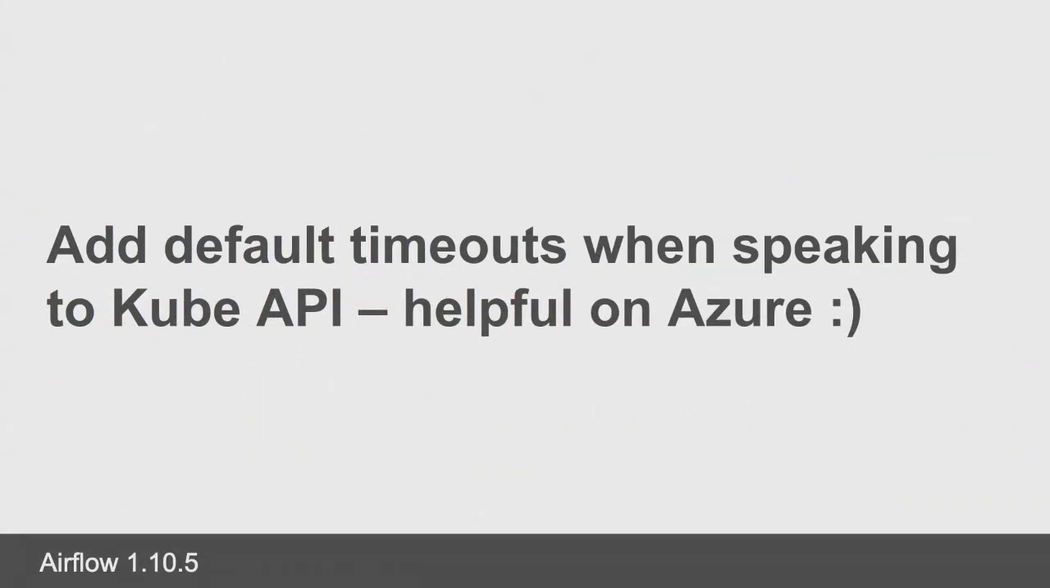Other things we added in 1.10.5, default timeouts on speaking to the Kubernetes API, rather than just hanging forever. We added a default timeout of 60 seconds. So if you don't get any response back in 60 seconds, it will time out and retry, which apparently helps on Azure if you're unfortunate enough to have to run EKS.